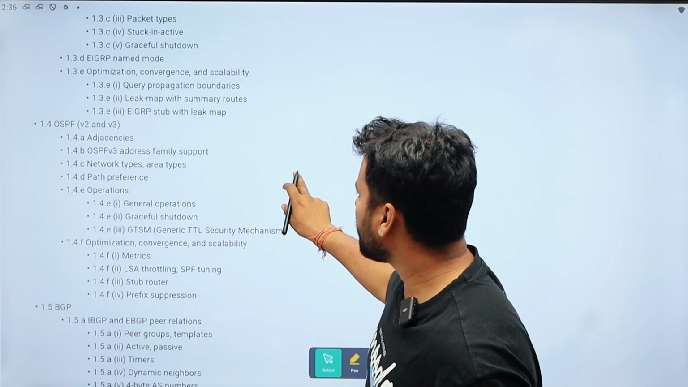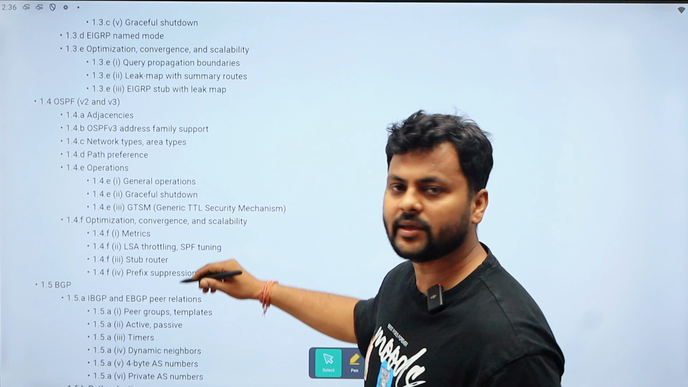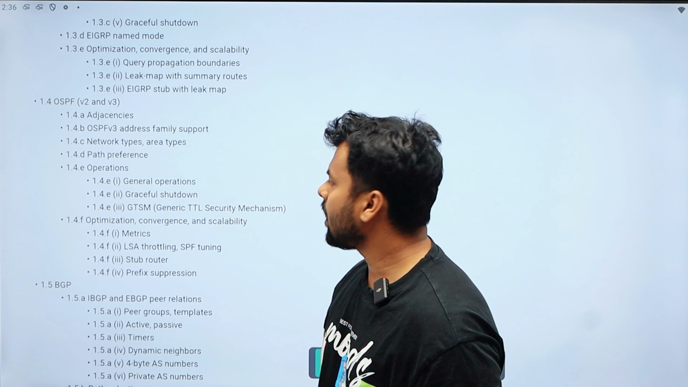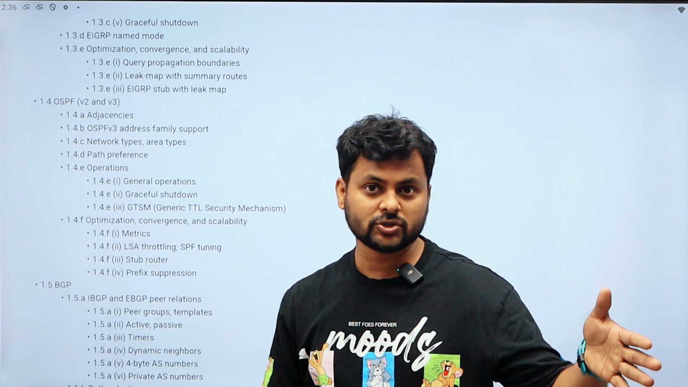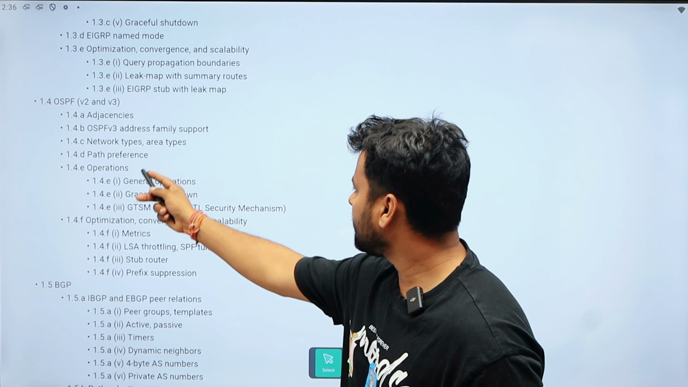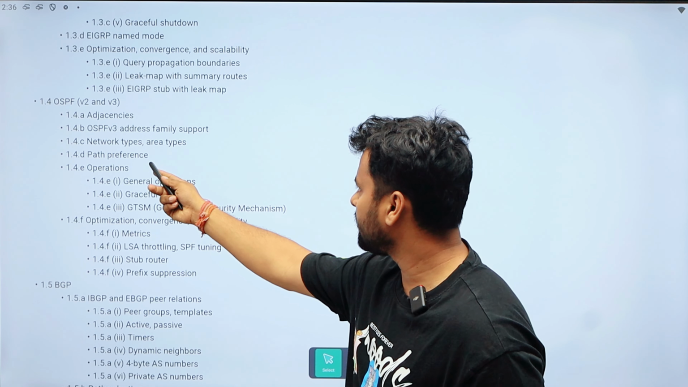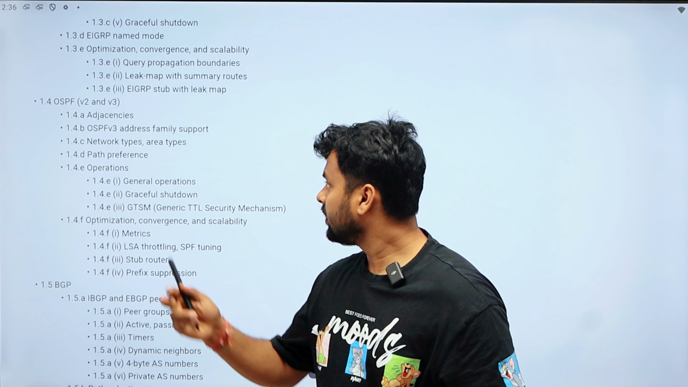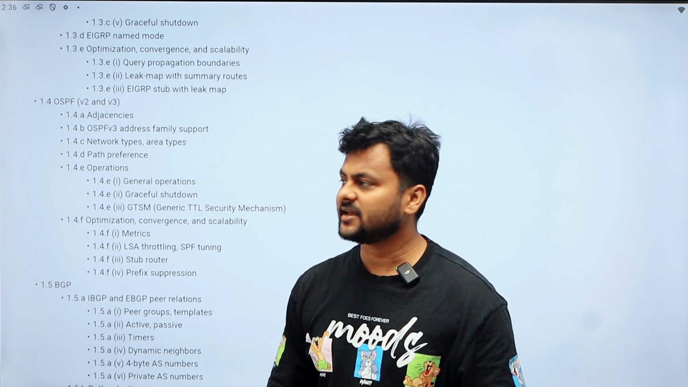Then we have the OSPF protocol. OSPF has two versions we are using in the market right now, version 2 and version 3. We'll talk about the adjacency parameters, the neighborship parameters. One more thing, neighborship and adjacency are both different. Then we'll talk about the network types and area types. We have multiple types of network, like point-to-point, point-to-multipoint, broadcast and non-broadcast. Then we have area types, the stub area and NSSA area.